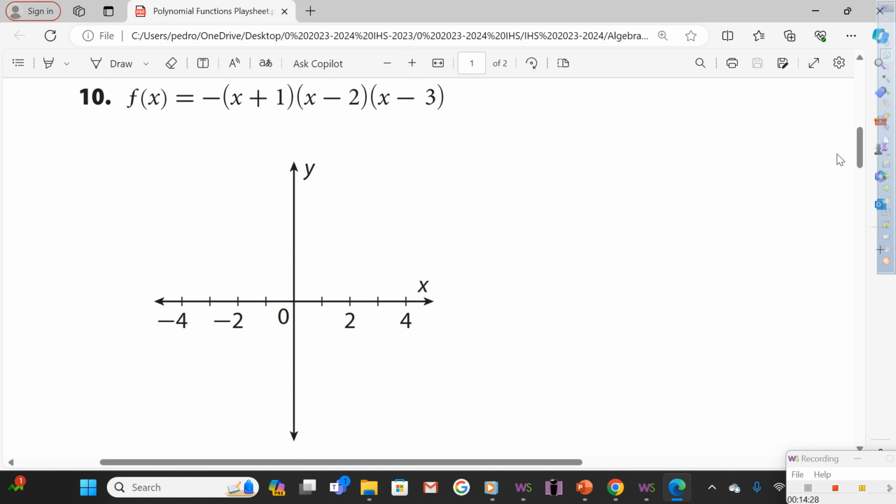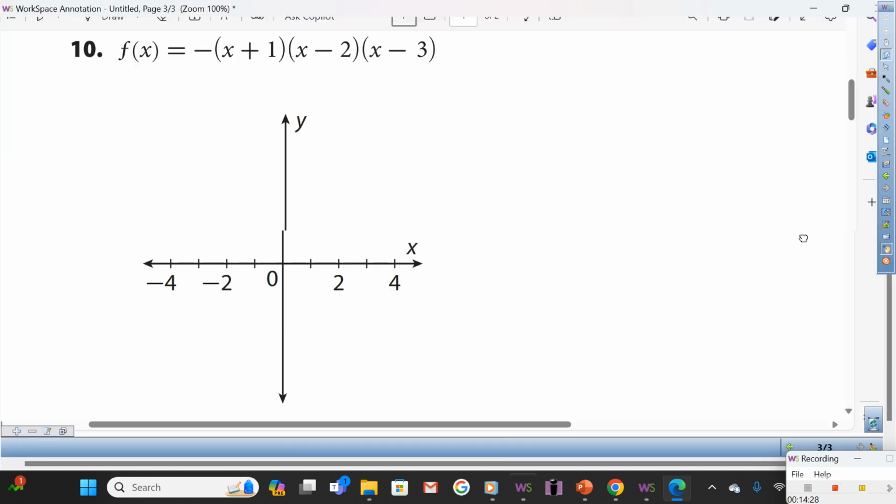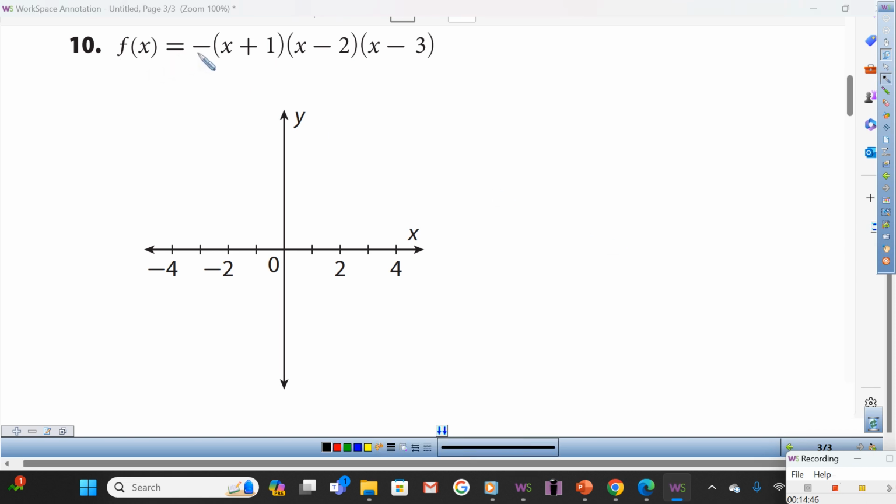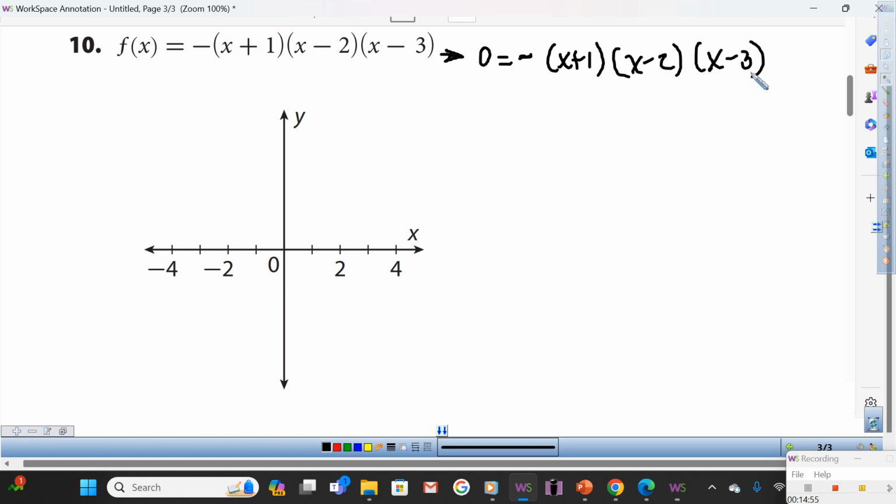There's just one small portion that I wanted to make sure that you saw. So it reads, f of x equals negative, parentheses x plus 1, parentheses x minus 2, parentheses x minus 3. So remind your neighbor what the first step is from there. What is the first step? Everyone. Set it equal to what? 0. So 0 equals negative, parentheses x plus 1, parentheses x minus 2, parentheses x minus 3.